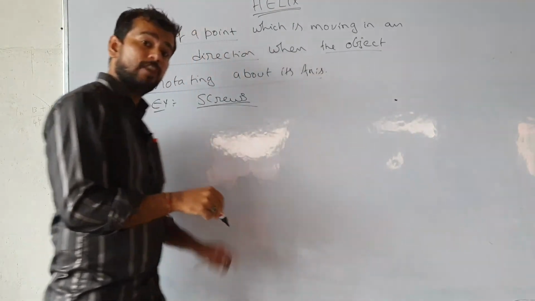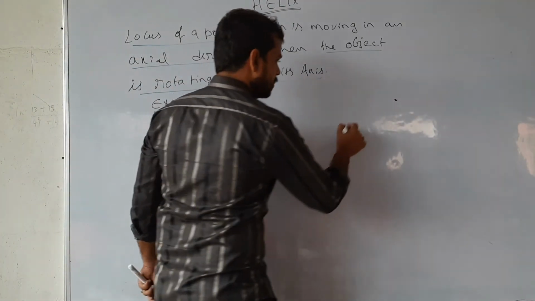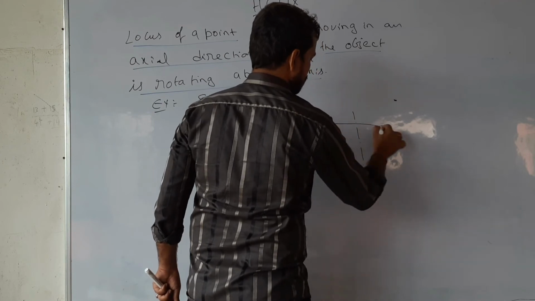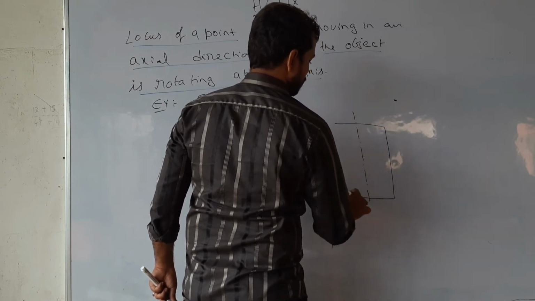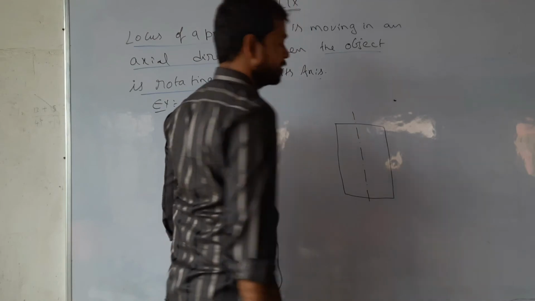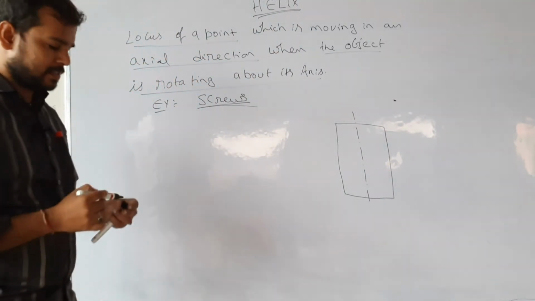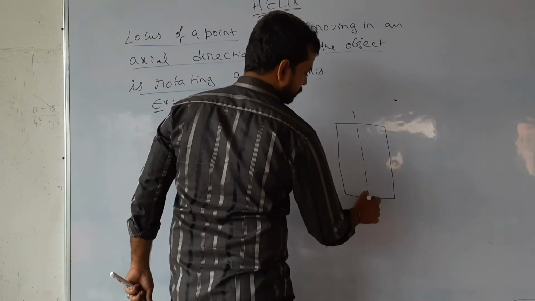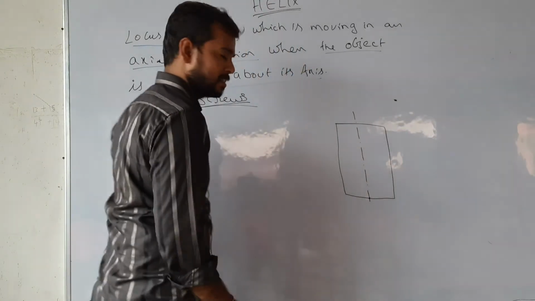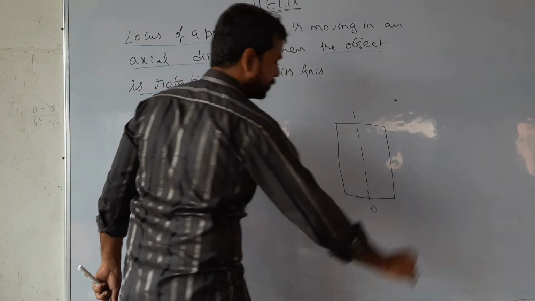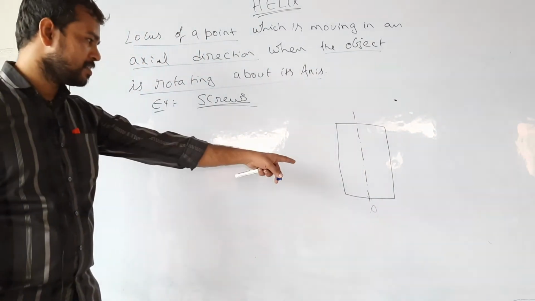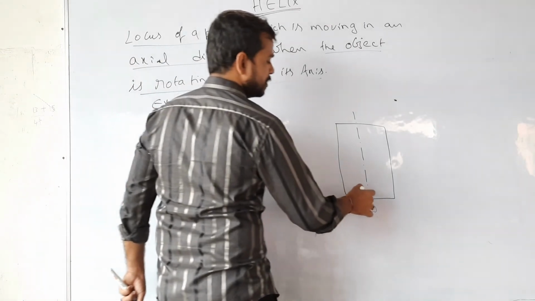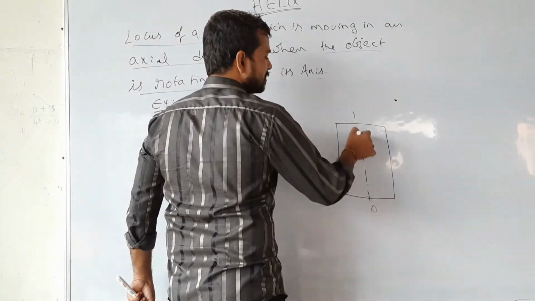For what? For an object. Let us consider this is a cylinder. Here what's happening? The point is here. Let us say this is the point P. The point P is moving in the axial direction.